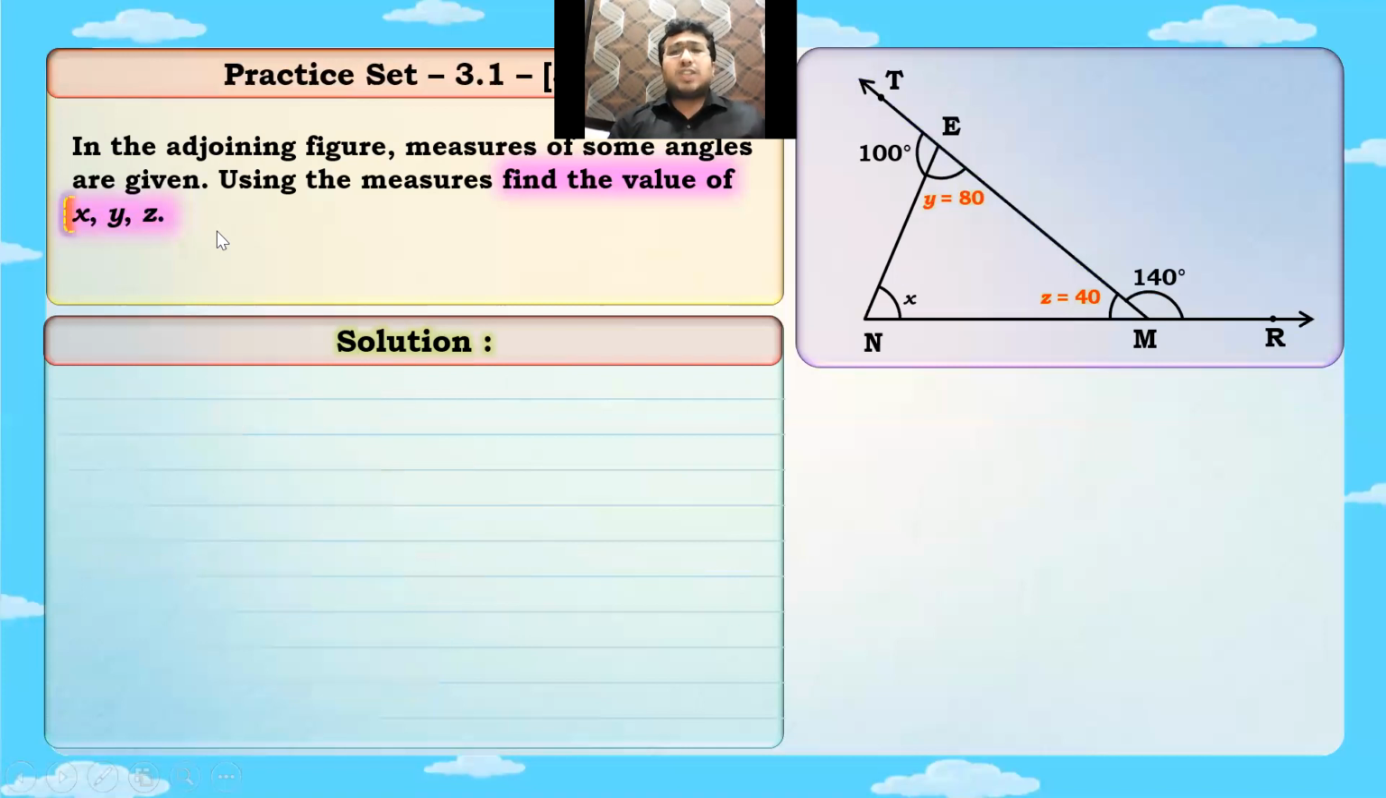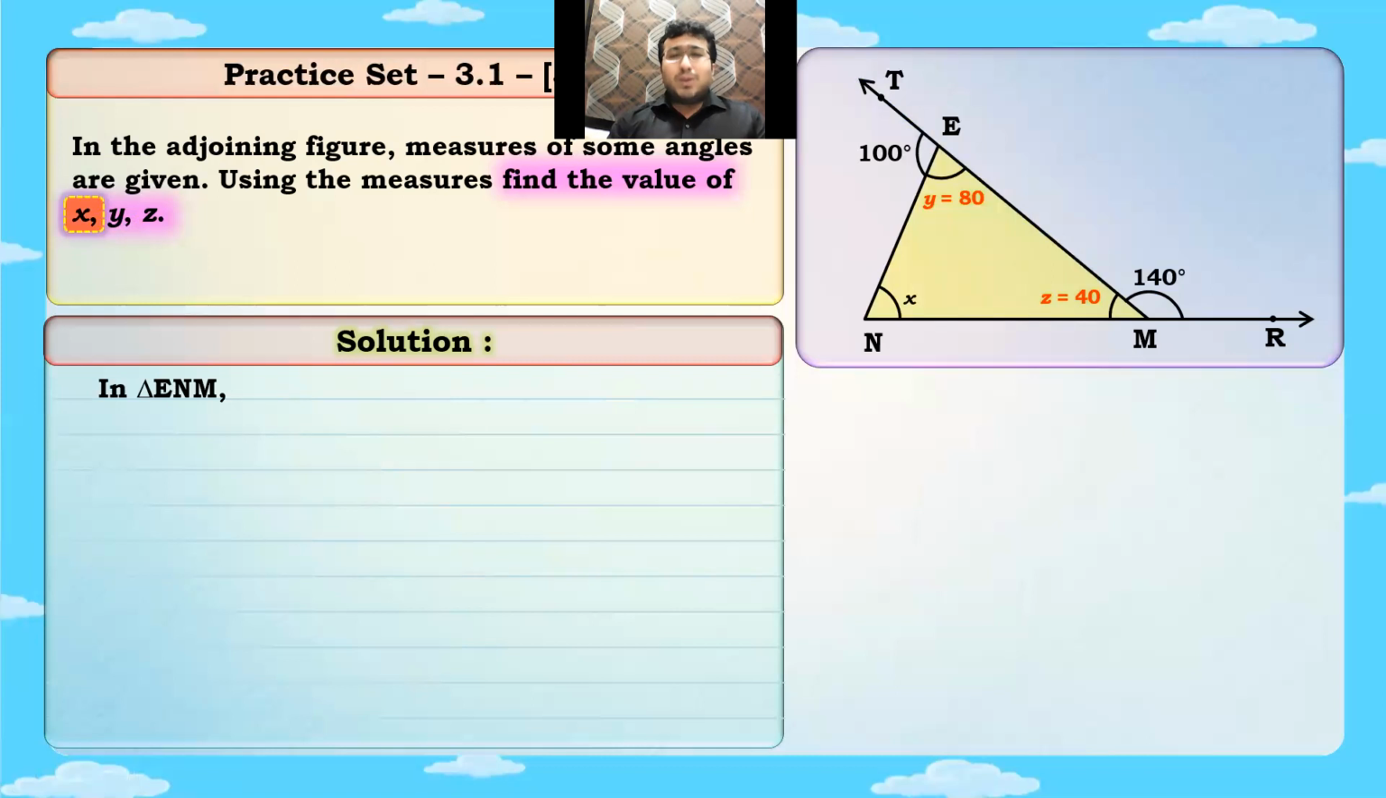Now we are going to concentrate on x. Okay. Look at this triangle, students, that is triangle ENM. In triangle ENM, we know the measure of two angles. Tell me, students, in a triangle, if I know the measure of two angles, can I find the measure of the third angle? Super, we can find the measure of the third angle. How will you get the measure of the third angle?